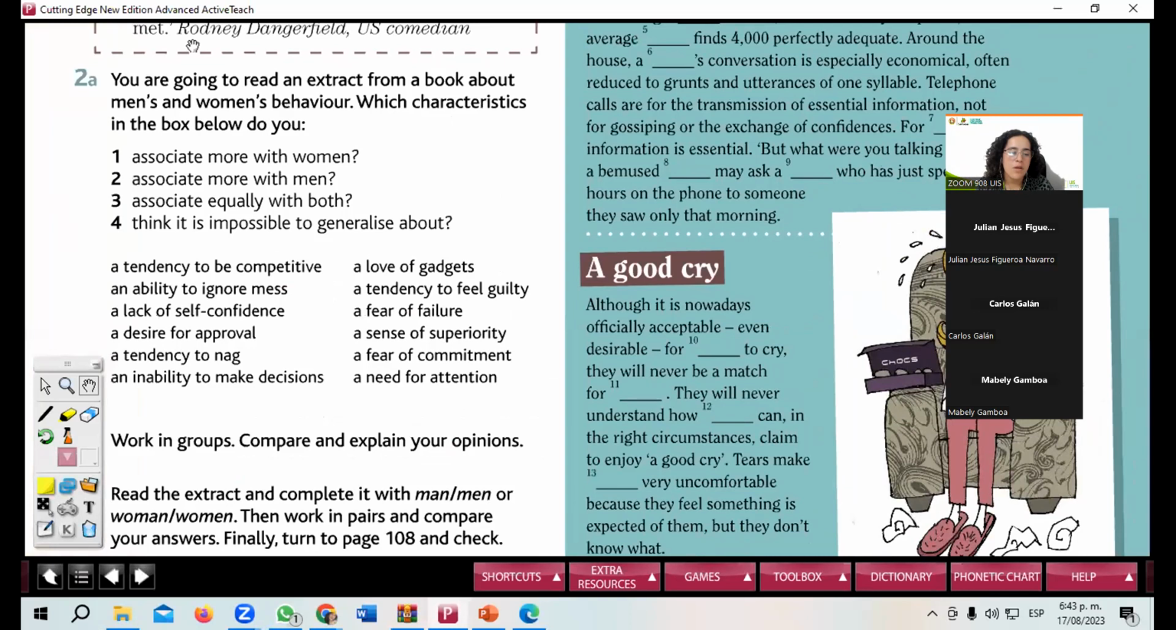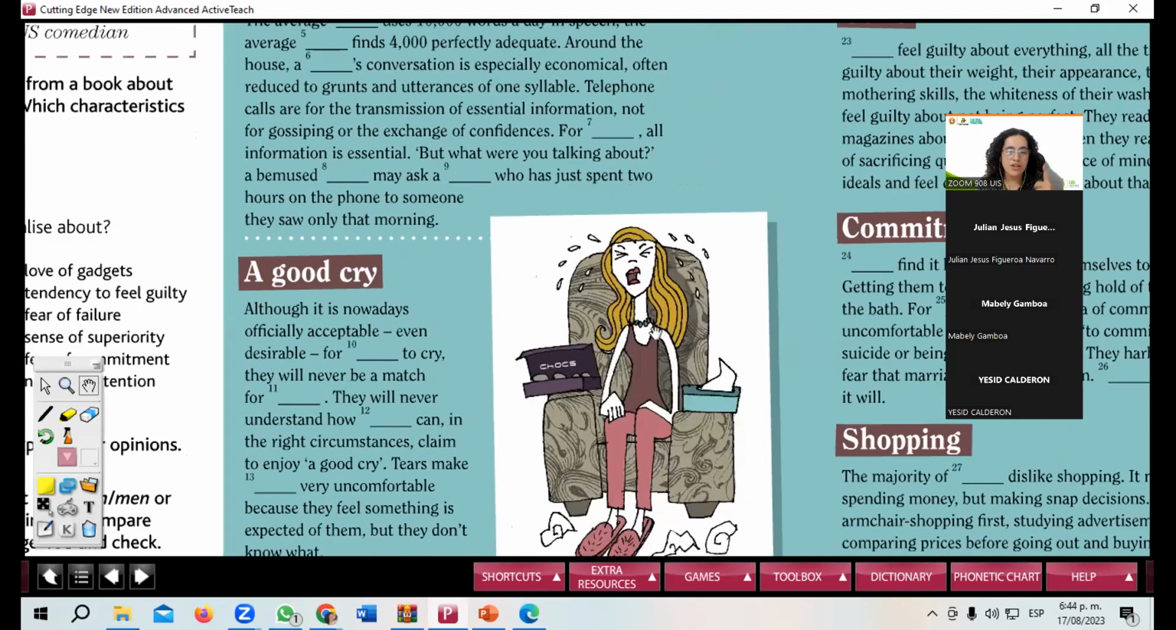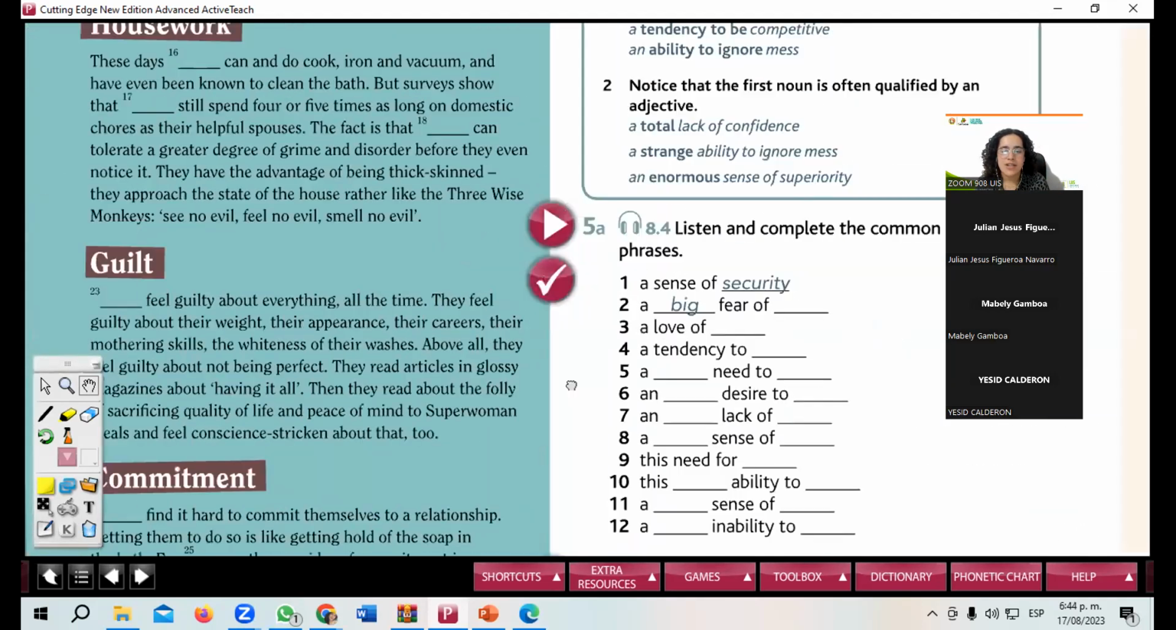The word nag, remember what's the meaning of nag? Criticar. What else? Regañar. These are words that we can use to describe it, like criticize, to tell off a person, right? To be quite annoying, nagging constantly, okay? This is to nag.